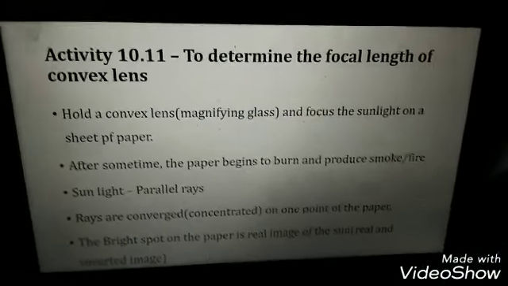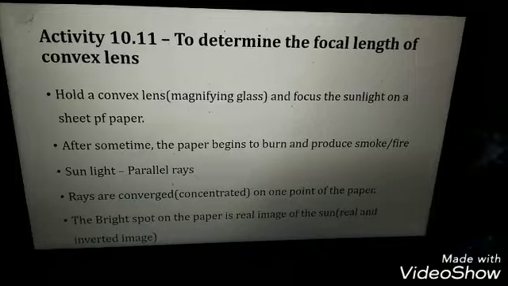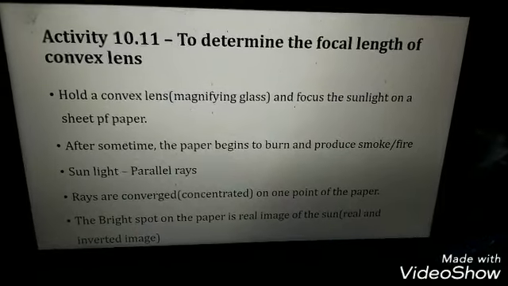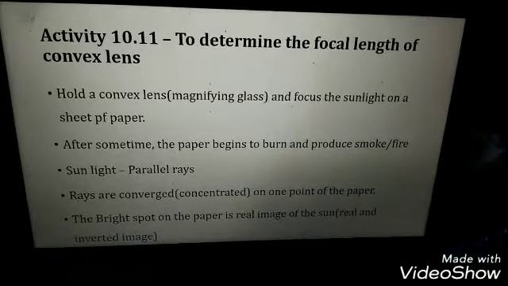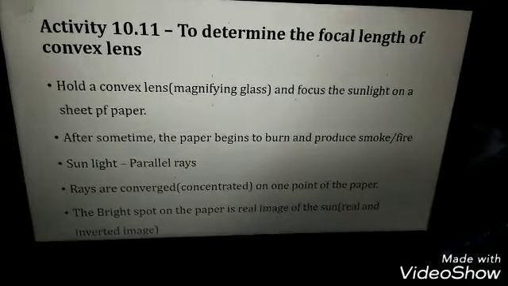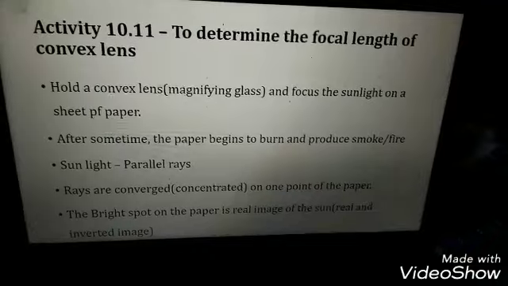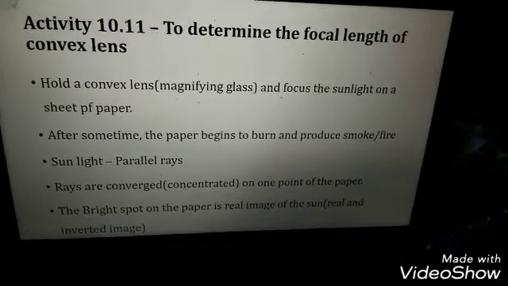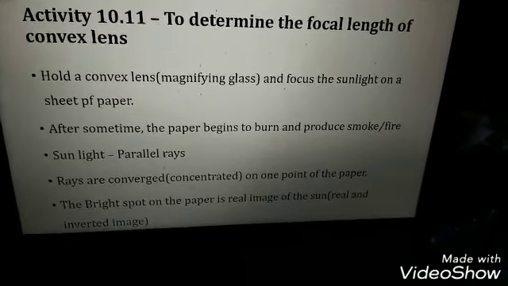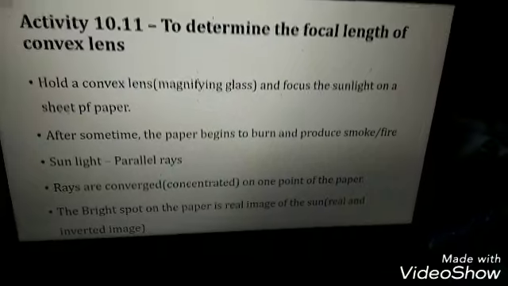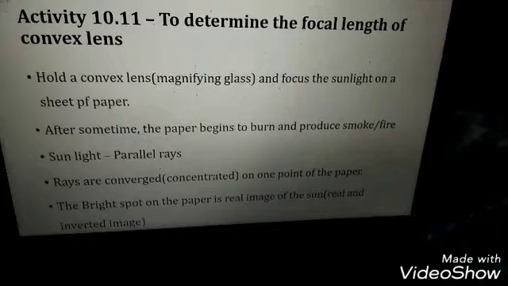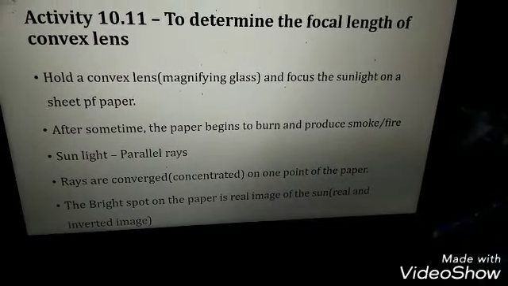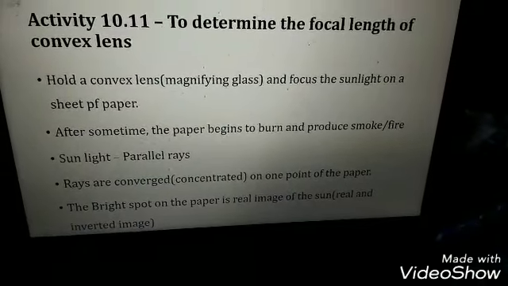Okay, so now next to the activity, which is 10.11, to determine the focal length of a convex lens. You can actually do this and see with a magnifying glass. Just focus it towards the sunlight and let the sunlight fall on the magnifying glass. On the other side, instead of a screen, you can have a white paper. When you have the magnifying glass focused at one single point for quite some time, you can see the paper begins to burn and to produce smoke.